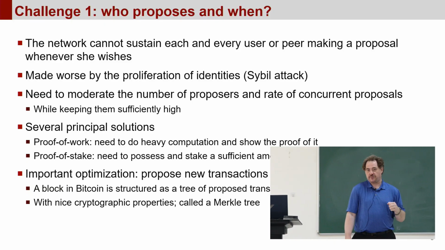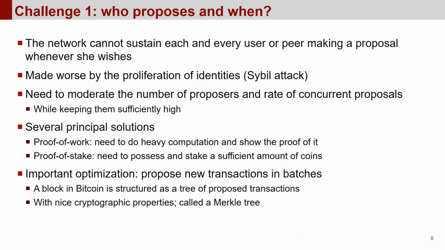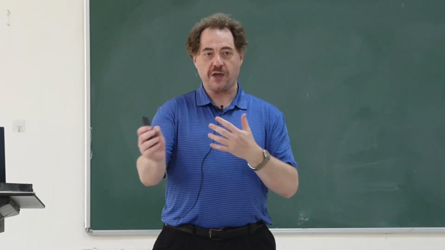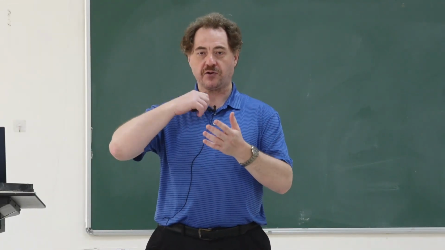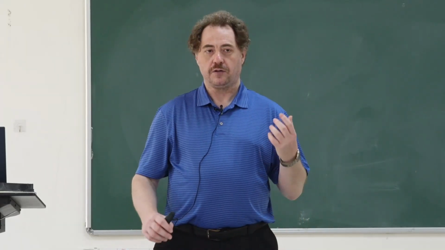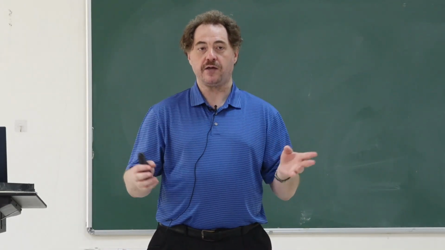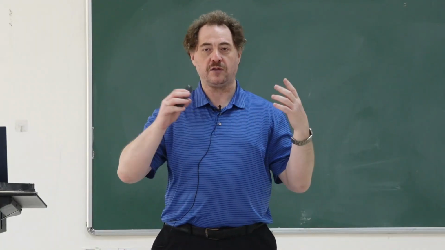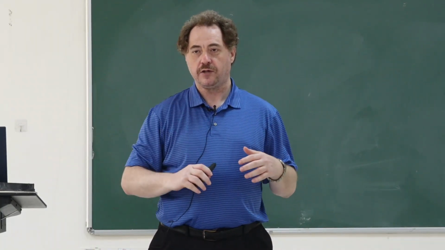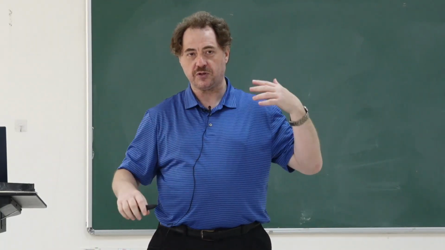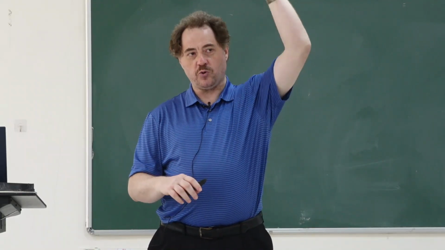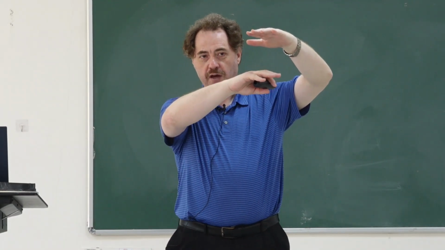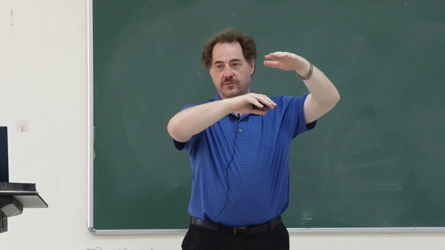Because the easiest way to moderate the rate is to say no proposals. Well, that's not a good system, right? So if we want to make progress, we want a sufficiently high transaction rate. So we need a sufficiently high number of proposals, but we do not want the number of proposals to be too high. So we need different mechanisms. One mechanism to bring it down, one mechanism to bring it up. And Bitcoin includes both mechanisms.